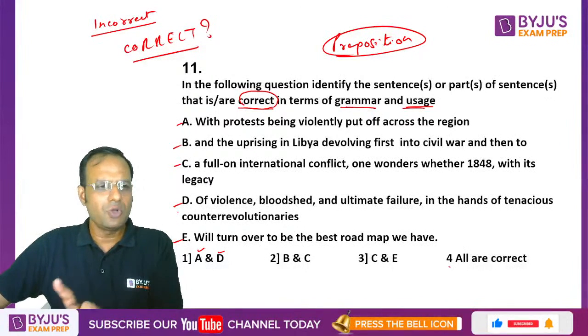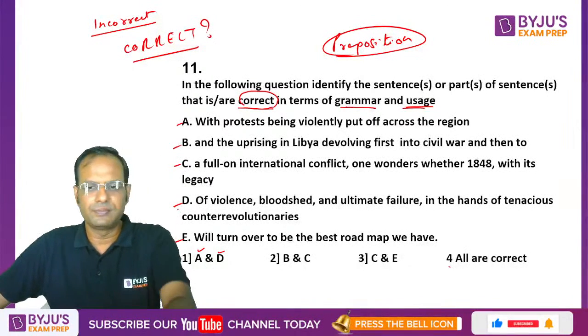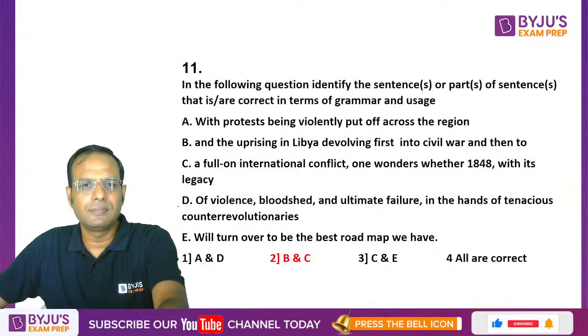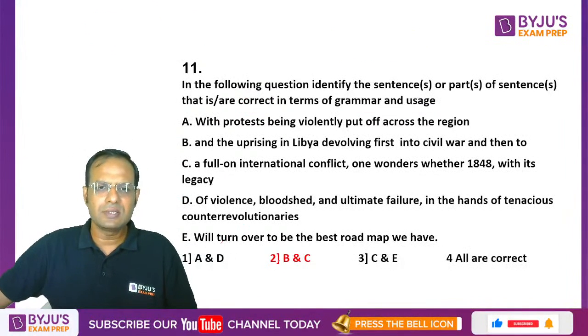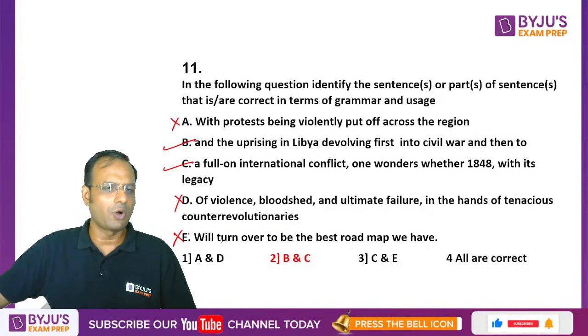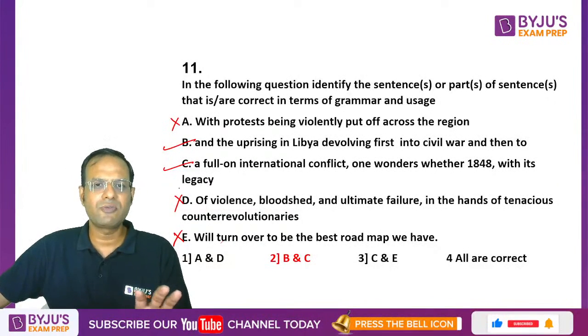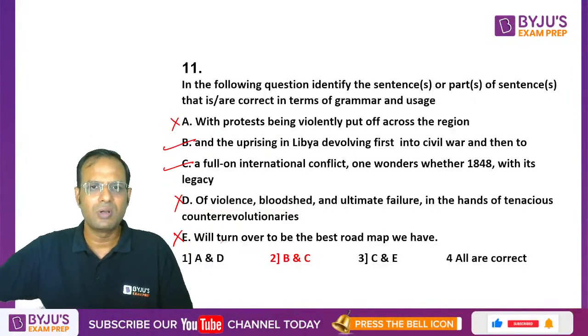Okay, let us look at the answer option now. The answer option is BC. It means B is correct, C is correct, A is wrong, D is wrong, and E is wrong. Now, why are these three sentences wrong?